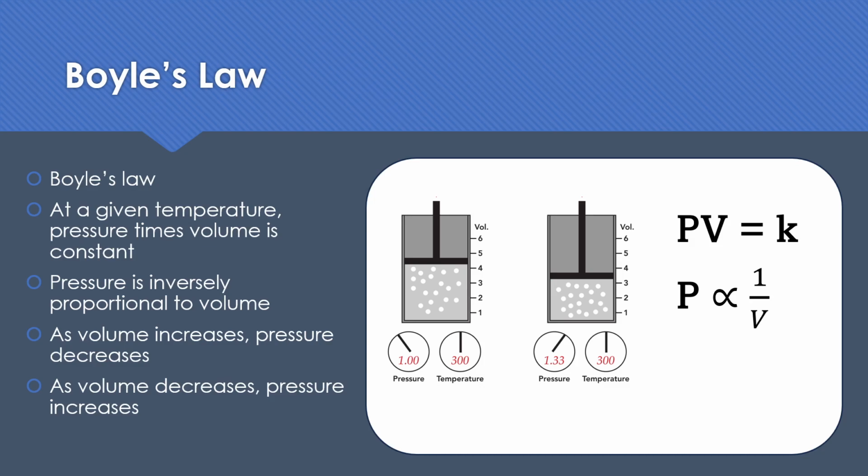So as volume increases, pressure decreases. As volume decreases, pressure increases, okay? And so if you remember when we talked about dilution, the dilution equation is M1V1 equals M2V2. Well, the gas law has a very similar equation, and that's P1V1 equals P2V2. So let's look at an example.